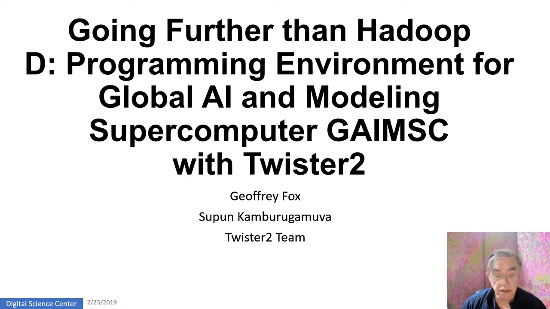Hello, this is Geoffrey Fox, and these are some slides from the tutorial available on Twister2, and we basically explain how Twister2 addresses the same issues that Hadoop, Storm, Heron, and Flink do, providing an integrated high-performance distributed programming environment, and effectively is the operating system for the global AI modeling supercomputer, as are, in fact, Spark, etc. That's our view of them for these lectures.